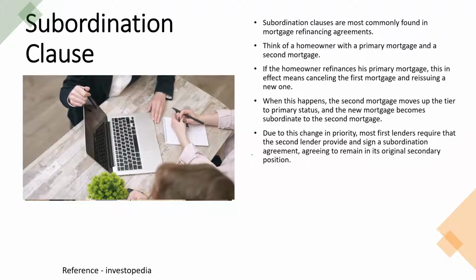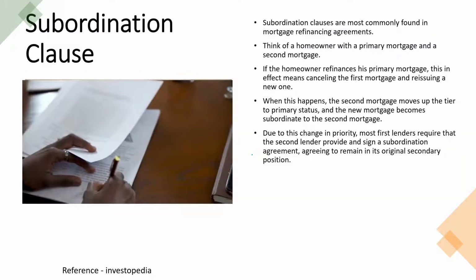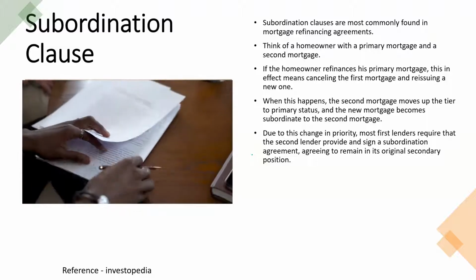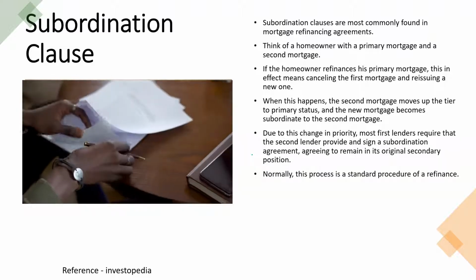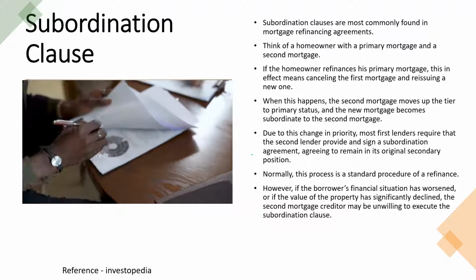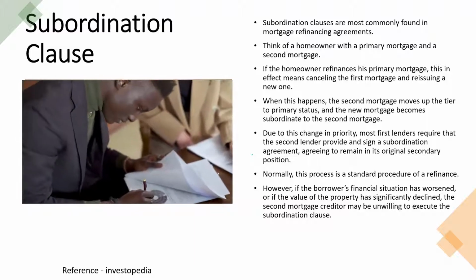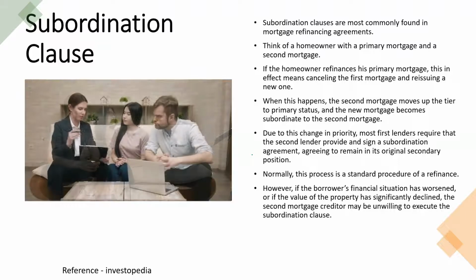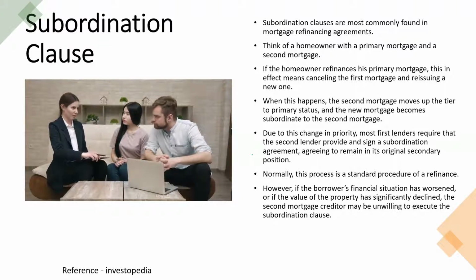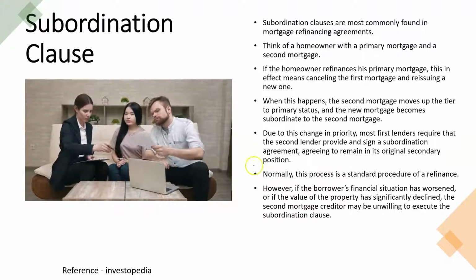So once again, due to this change in priority, most first lenders require that the second lender provide a signed subordination agreement agreeing to remain in its original second position. Normally, this process is a standard procedure of a refinance, so it should be a fairly standardized process. However, if the borrower's financial situation has worsened or if the value of the property has significantly declined, the second mortgage creditor may be unwilling to execute the subordination clause.